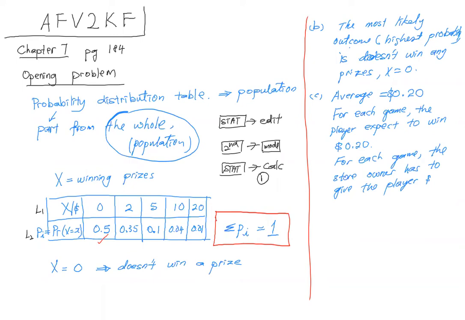So what is the answer? Can you please tell me? 1.8. Okay. So that's why just now I said cannot be 0.2. No one will want to play the game. Average is 1.8. So for each game, the player is expected to win $1.8. For each game, the store owner has to give the player 1.8. Expected only, not always true.